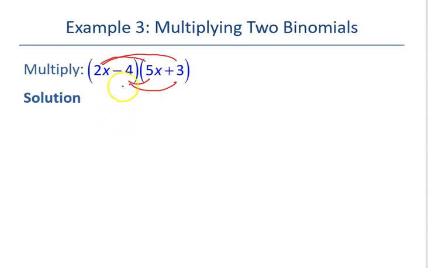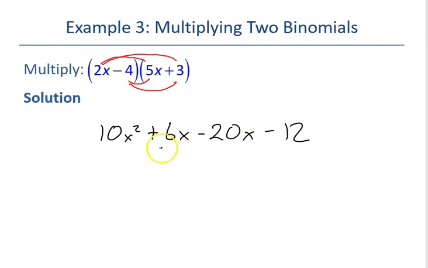Being very careful, notice I've got 2x multiplied by 5x, and that's going to give me 10x squared. Then I've got this 2x multiplied by 3, and that's going to be a positive 6, and keep the x. Then I've got this negative 4 multiplied by 5, which is going to give me minus 20, and then keep the x. And then I've got negative 4 times positive 3, which is going to give me a negative 12.